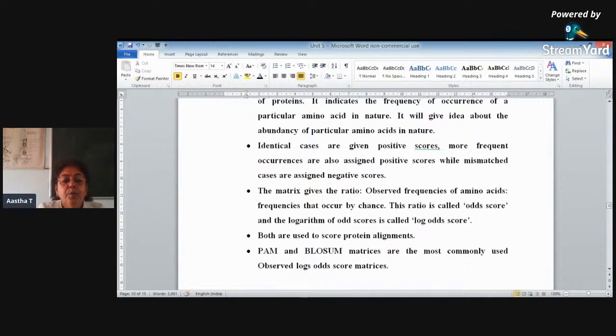So there are two matrices, PAM and BLOSUM matrices, which are commonly used, observed log odds score matrices. यांना आपण ऑड्स स्कोर मॅट्रायसिस असं म्हणतो. आणि पॅम आणि ब्लॉझम हे दोन टाईप ऑफ मॅट्रायसिस आपण आता नेक्स्ट लेक्चरमध्ये बघणार आहोत.